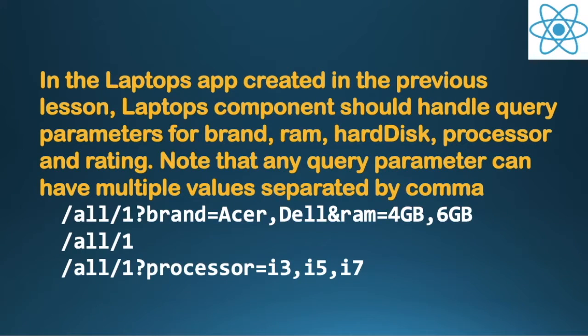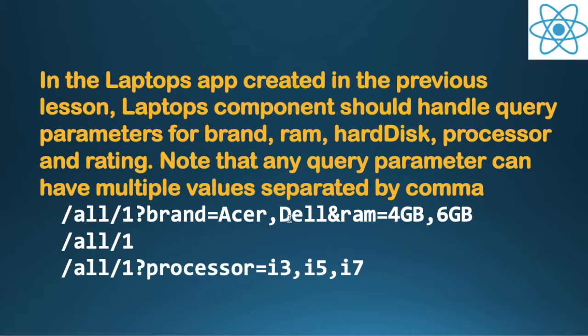Let's look at the next exercise. In the laptops app created in the previous lesson, the laptops component should handle query parameters for brand, RAM, hard disk, processor, and rating. Note that any query parameter can have multiple values separated by comma. So here in this example, we have brand equal to Acer comma Dell. So it has two options here. And this is one of the common ways we provide multiple values in query parameters.